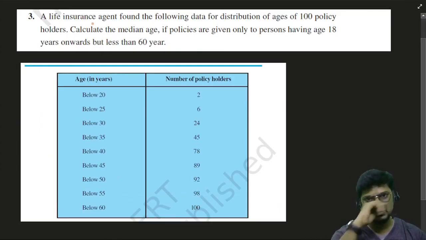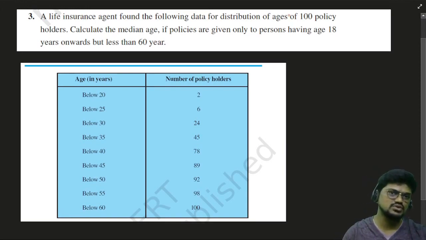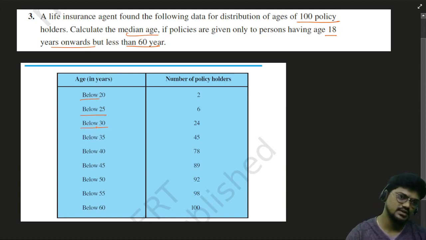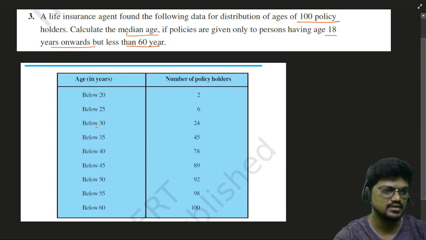Over here, a life insurance agent found the following data for the distribution of ages of 100 policy holders. Calculate the median age if policies are given only to persons having age 18 years onwards but less than 60 years. Fine. So below 20, below 25, below 30, they have given like this, right? So how will you write the class interval?